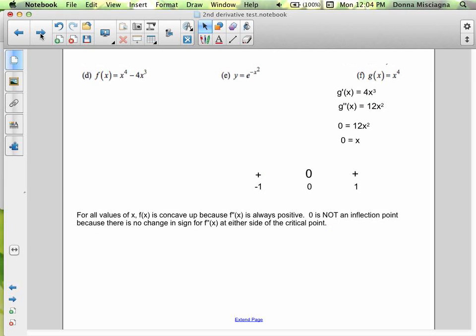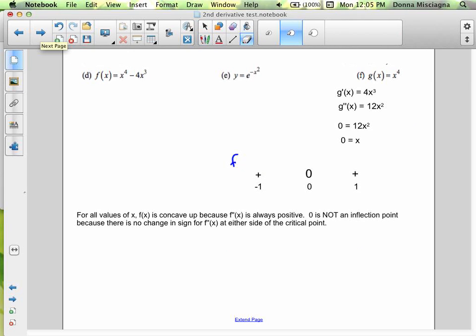And the last one, oh, what an easy, easy, easy one to do. g of x equals x to the fourth. First derivative 4x cubed. Second derivative 12x squared. Set it equal to 0. One critical point at 0. And it's always positive. You plug in negative 1 to the fourth, negative 1 squared. We're plugging into the second derivative, right?